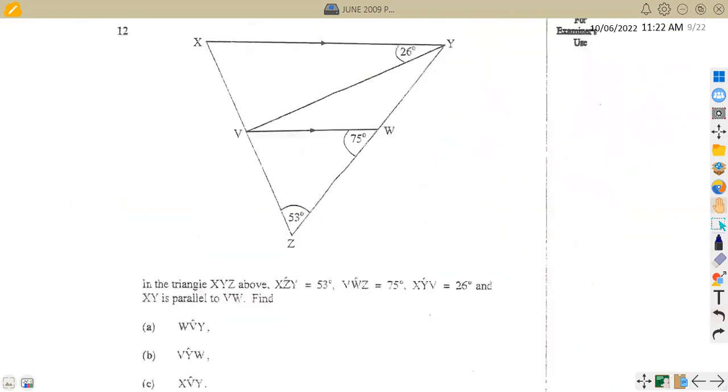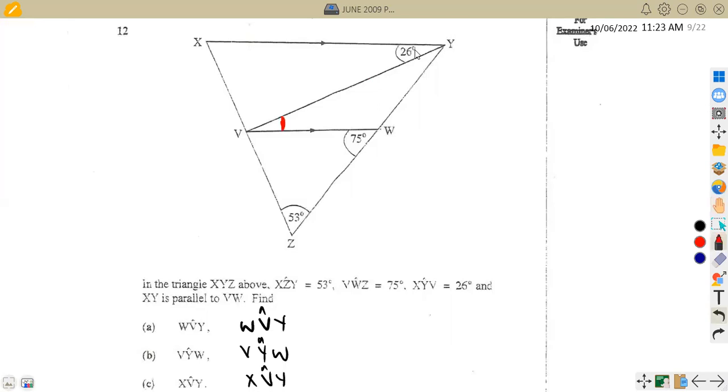Let's see the other part of the question, which is question number 12. In the diagram, the triangle, we are given X, Y, Z. The parallel lines and some of the angles are indicated. Then you're asked to calculate the following angles: W, V, Y, and V, Y, W, and the other one is X, V, Y. So let us start with the first one, that's W, V, Y, sorry, W, V to Y here. All right, so this is the angle that we are referring to.